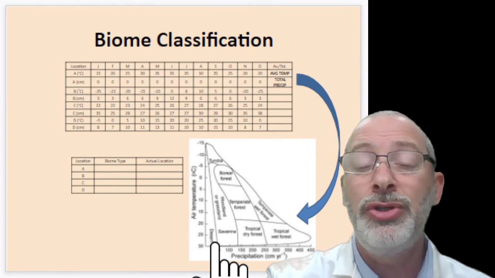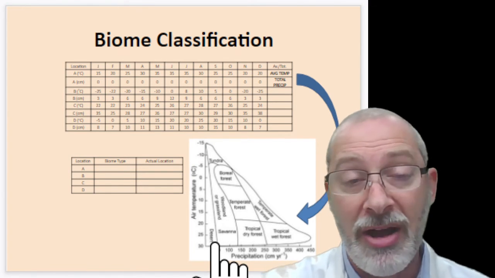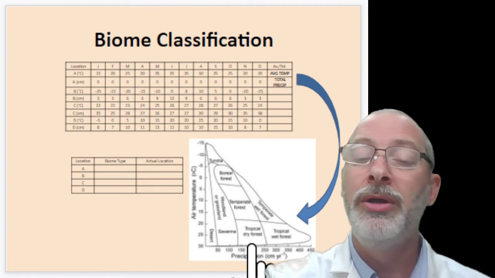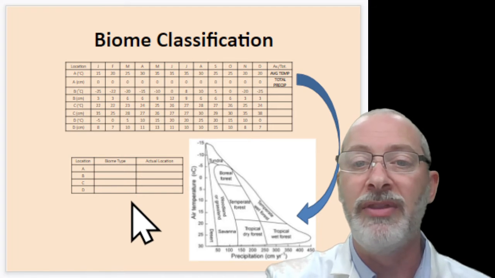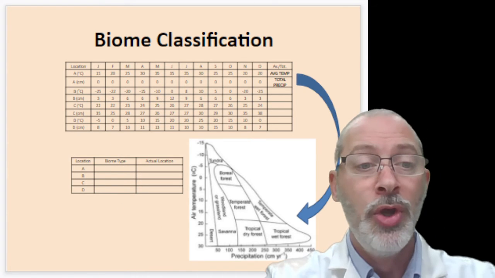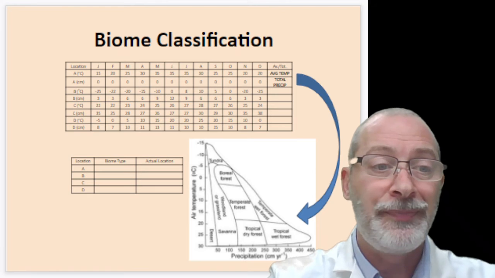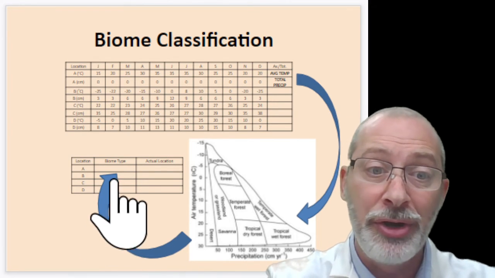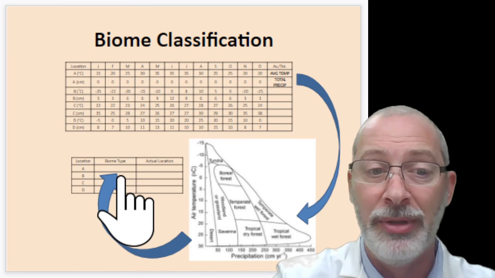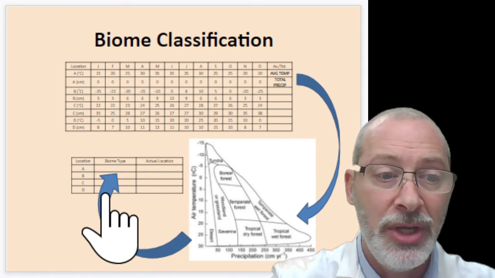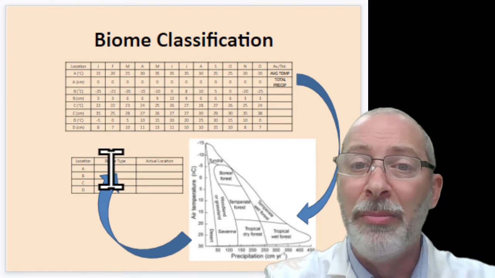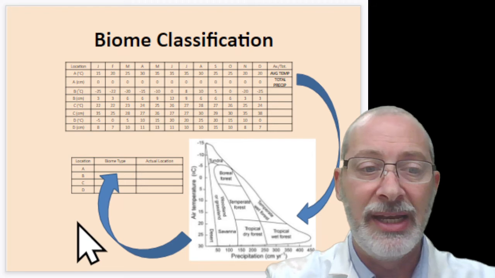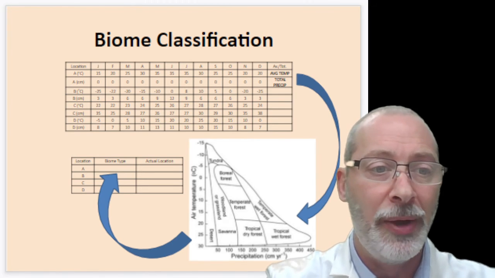But you have to use the information that you calculate from the graph above to determine which biome corresponds to each of these locations. Once you've identified that, you're going to take that information from that graph and you're going to put it into your data table for your observations. So you're going to record that, the biome type, next to each location in this data table down below.